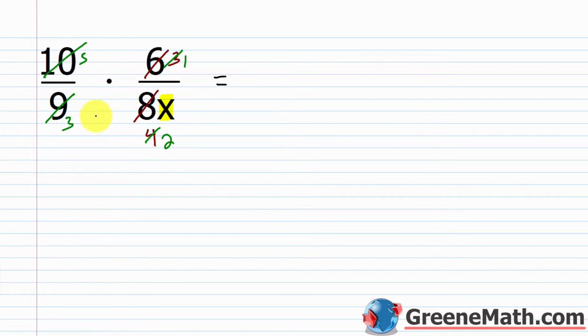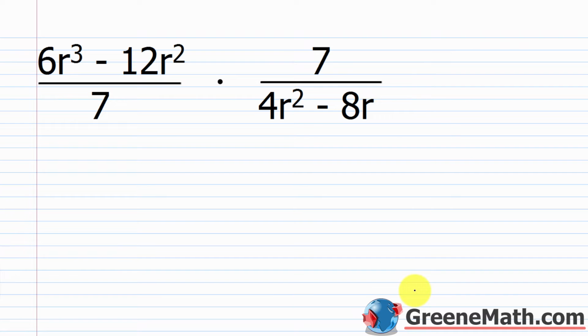So now I would just multiply. 5 times 1 is 5 over 3 times 2x. 3 times 2 is 6, and then x comes along for the ride. So we get 5 over 6x. All right, so that was pretty easy. Let's look at one that's a little bit more complicated.